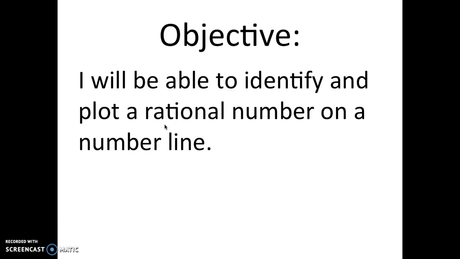So first thing we're going to do is write our title for our notes, which is rational numbers. And next to rational numbers, I would like you to put today's date. Underneath the title, I would like you to write objective, just like it is here. And our objective for today is I will be able to identify and plot a rational number on a number line.